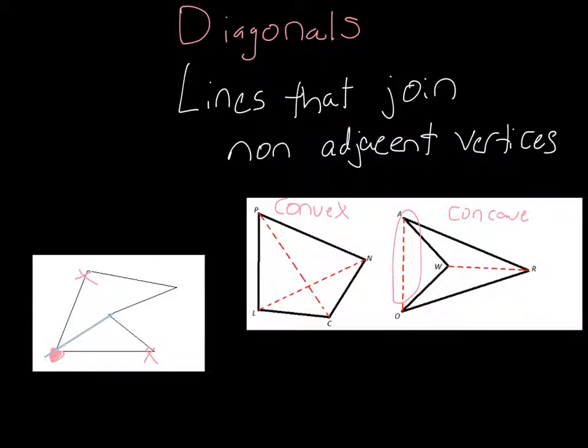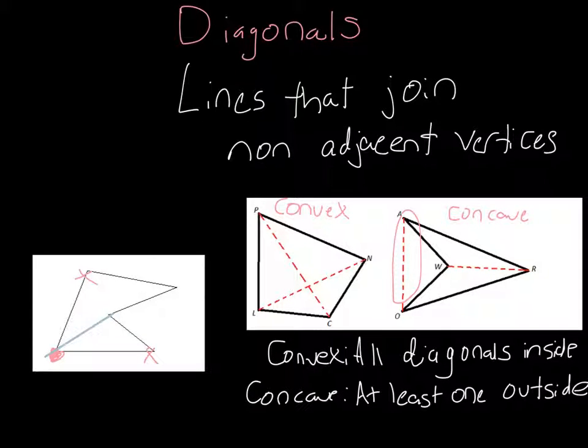So we can make up a definition here. So for convex shapes, all diagonals are inside the shape. Whereas for concave, there is at least one diagonal outside the shape. Okay, so you can see here that quadrilaterals have 2 diagonals only. It's only possible to draw 2 diagonals. Okay, there's some questions in the worksheets where you find out how many diagonals are in other shapes.